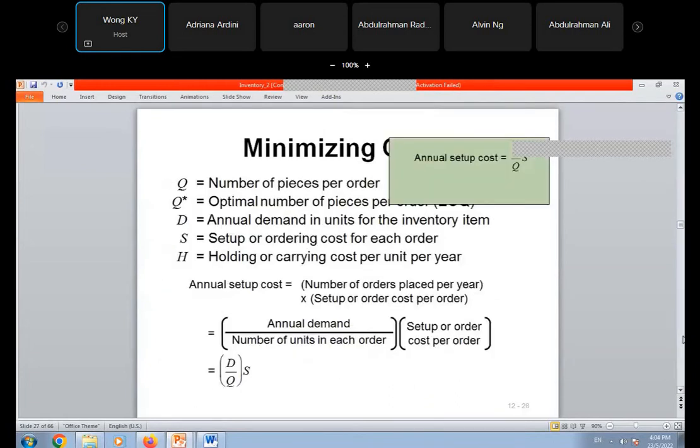I've also explained to you how to calculate the setup cost. The setup cost is calculated using this formula: D divided by Q times S. D is the annual demand. Q is the number of quantity per order, and then times S. S is the setup or ordering cost for each order.